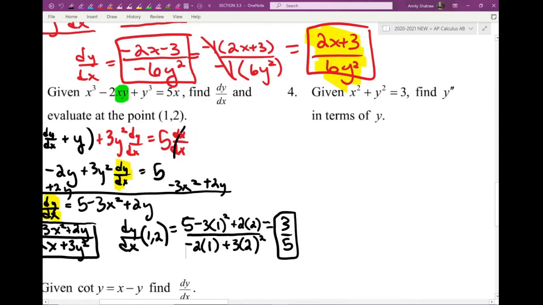For this next one, it says, given that x squared plus y squared equals 3, please find y double prime in terms of y. And that means the second derivative, right? So I like this notation. This is the moment where if you want to try this, go ahead and pause me and try it your way with y primes instead of dy dx's.